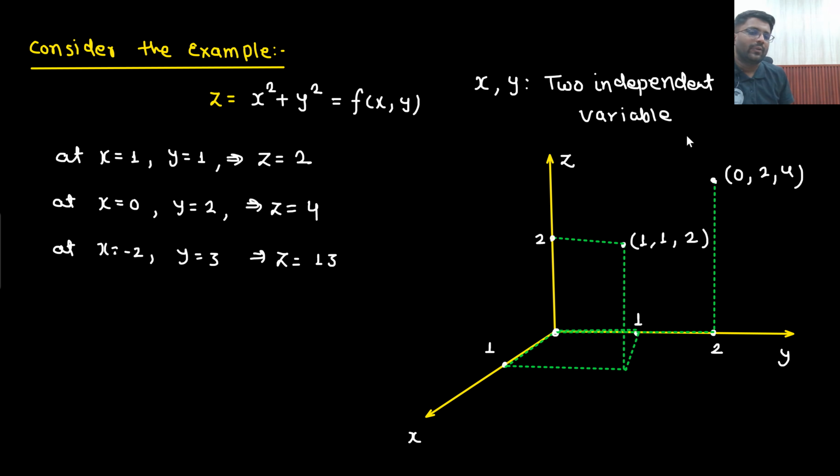So there will be a lot of points like that. When you join those points, you will get some curve. Sir, what kind of curve we will get? That we will see. What kind of 3D structure we will get? That we will see. But as of now, I hope you are understanding the meaning of function of two variables.